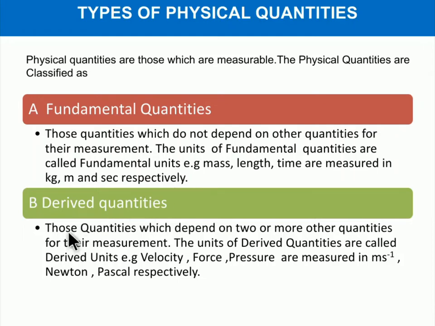Derived quantities. Those quantities which depend on two or more other quantities for their measurement. The units of derived quantities are called derived units. For example, velocity, force, pressure are measured in meter per second, Newton, and Pascal respectively.